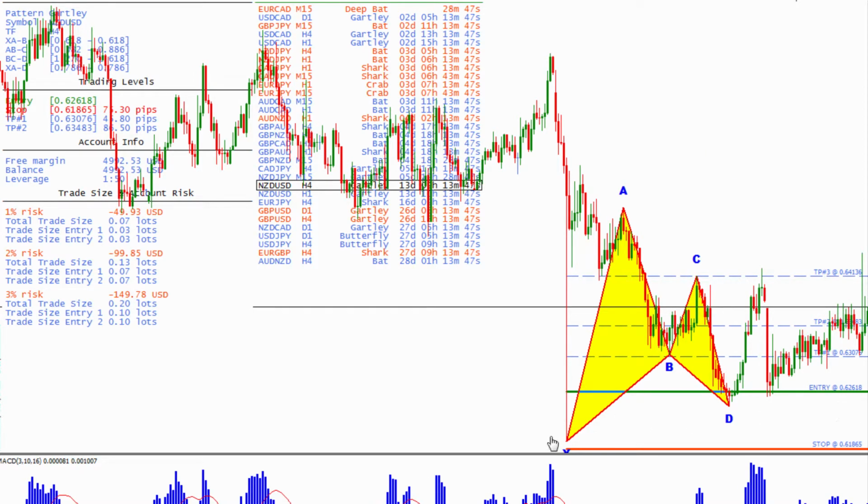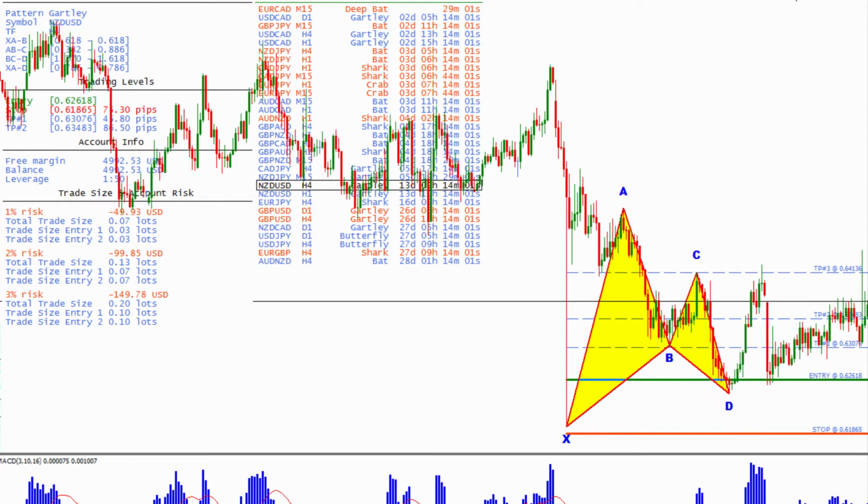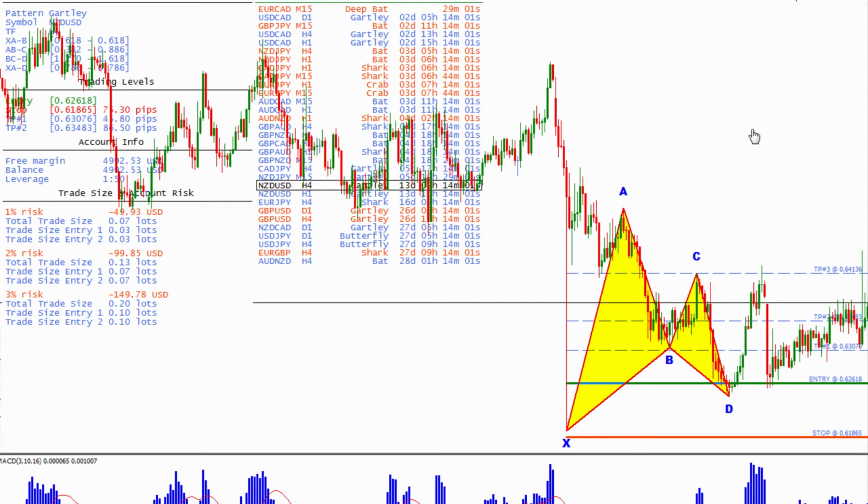So Gartley pattern, X to A to B, B to C, C to D. All right, and that's where you got it. And we got that 618, then the 786, 618 of XAB. Well, B is 618 of XA, and then D is 786 of X to A. So this is the basic original pattern that we want to look at. Let's take a look at other ones.